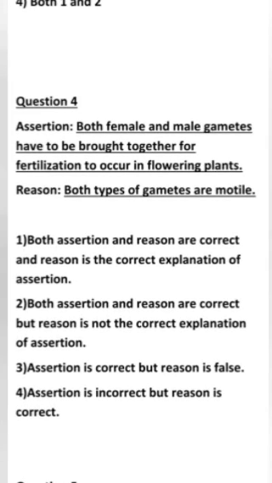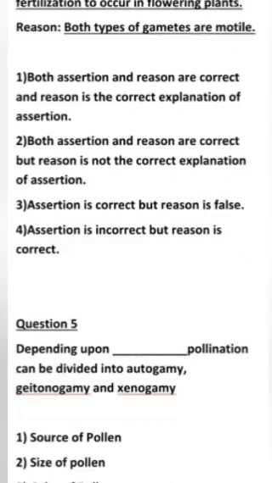Assertion: both female and male gametes have to be brought together for fertilization to occur in flowering plants. Reason: both types of gametes are motile. So if both types of gametes are motile, there is no need of bringing them together for fertilization. So the reason is false. Both types of gametes are non-motile. Therefore, there is a need for bringing them together for fertilization. So the answer should be 3, that is assertion is correct but reason is false.